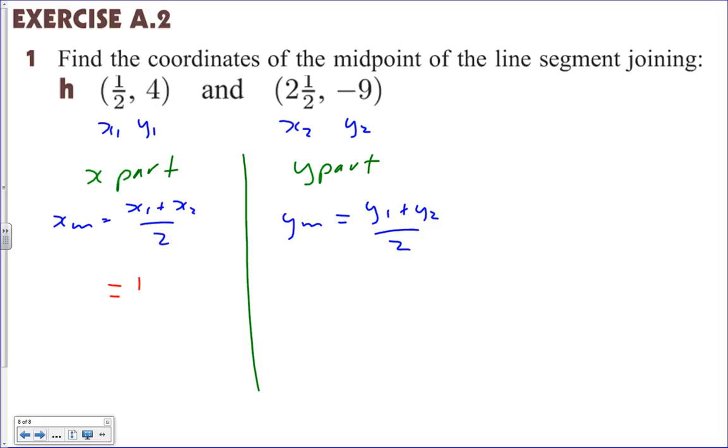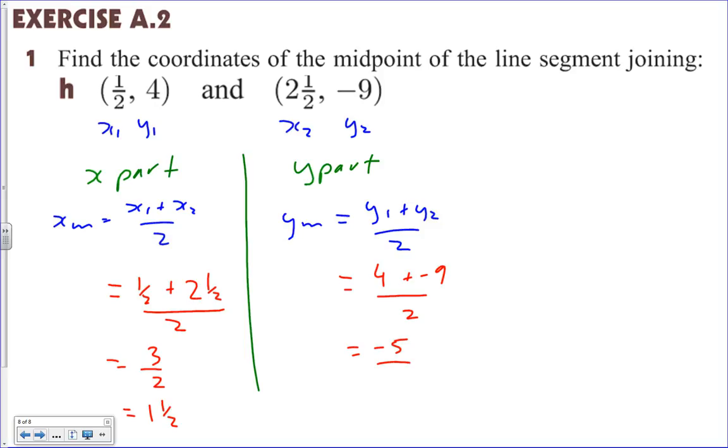So a half plus 2.5 over 2. So that's going to be 3 over 2, which is 1 and a half. 1.5 plus 2.5 is going to be 3. So 1.5. Then for y over here it's going to be 4 plus negative 9 over 2. So that's going to be negative 5 over 2. So equals negative 2.5. So my midpoint is going to be 1.5, negative 2.5.